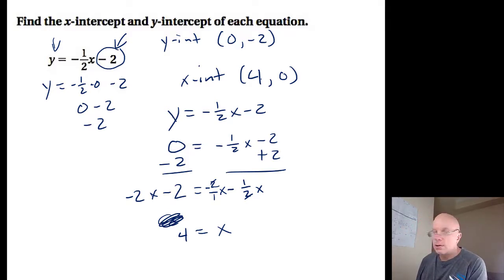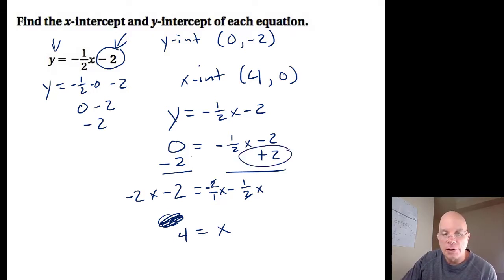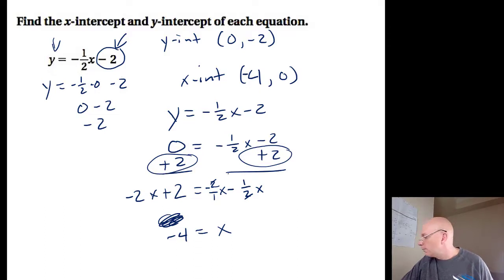And I either did it wrong on here or on there. I did it wrong on here. I wonder how many of you noticed that I didn't do property of equality here. I should have added 2 to both sides. So -2 times +2 would be -4. Sorry for that error. -4, 0.